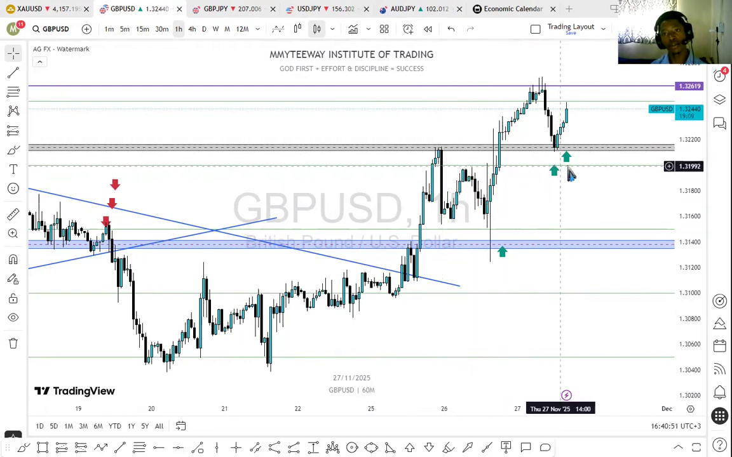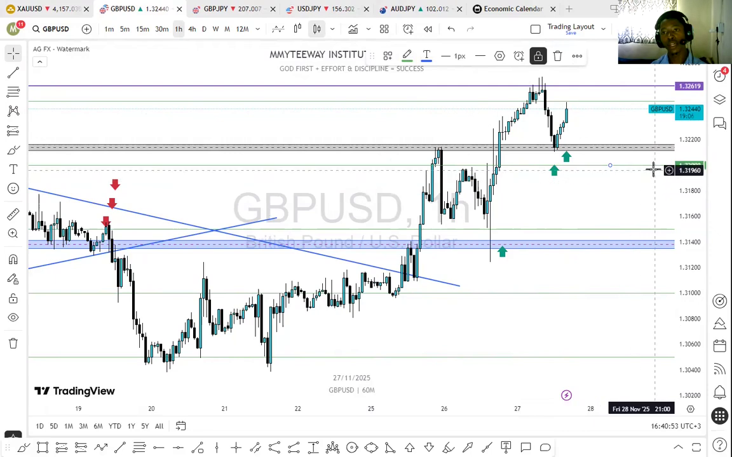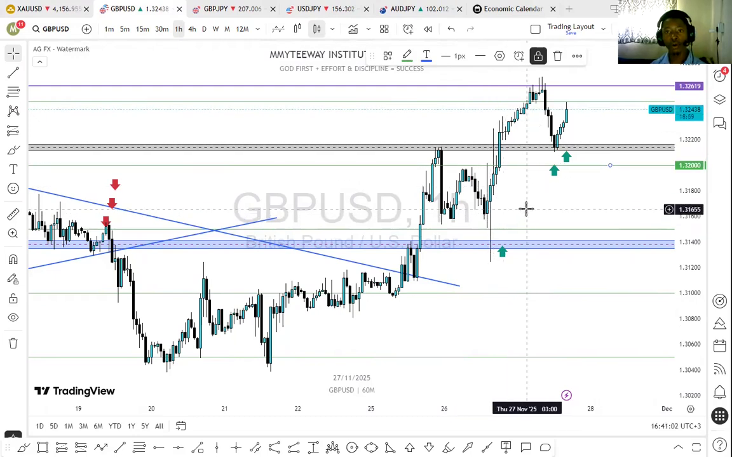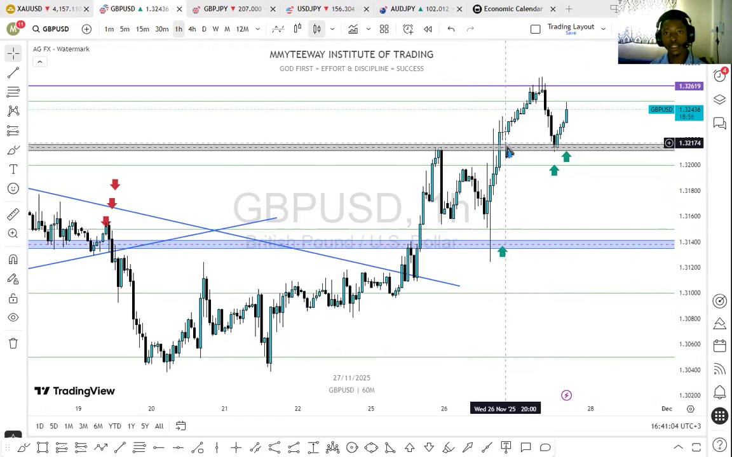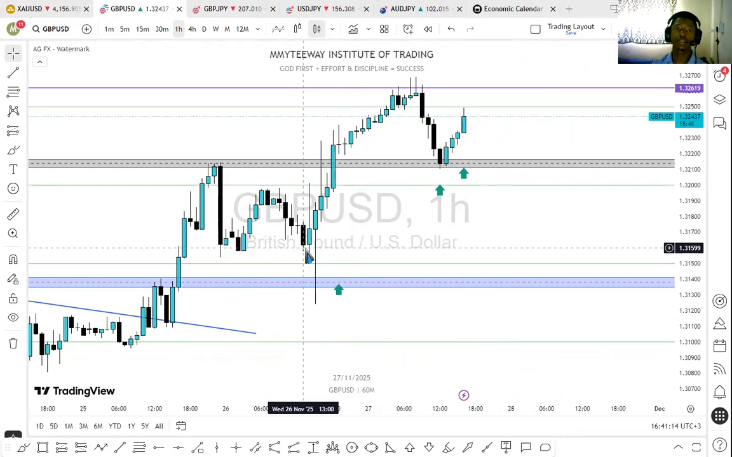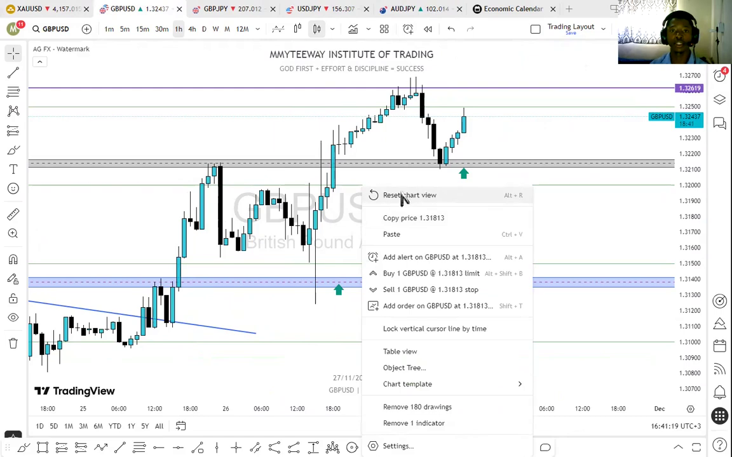That's why I was suggesting that it would come to this psychological level, which is also the neckline of the double bottom, and continue. Or just retest the fair value gap. If I zoom in on my chart, you can see that there's a fair value gap in the 1 hour time frame, just after the market had changed its structure.